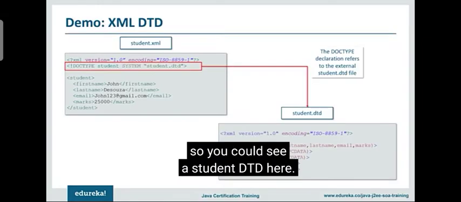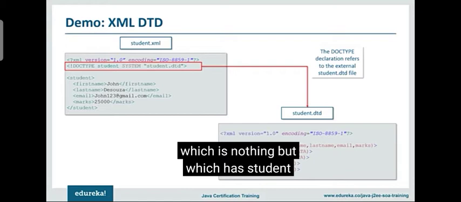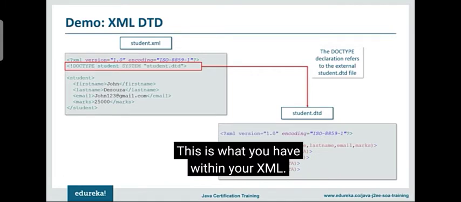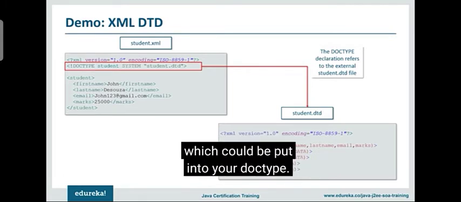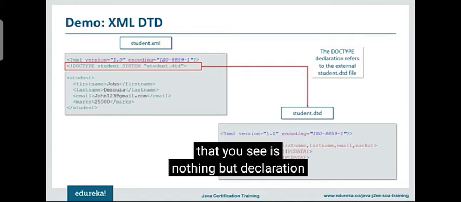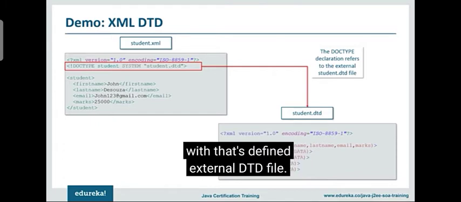So you could see a student DTD here. You have an XML which has student, which has first name, last name, email, and marks. This is what you have within your XML. Now you define a DTD, which could be put into your doctype. The first tag that you see is the declaration, and it's tying it to a DTD that's defined in an external DTD file.